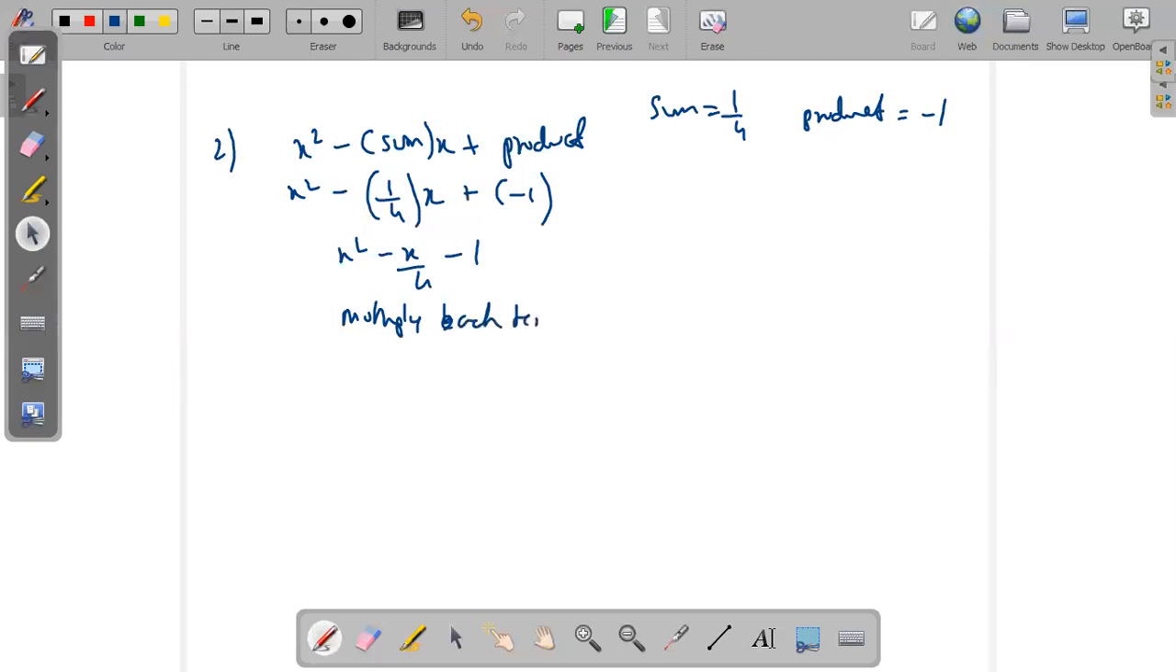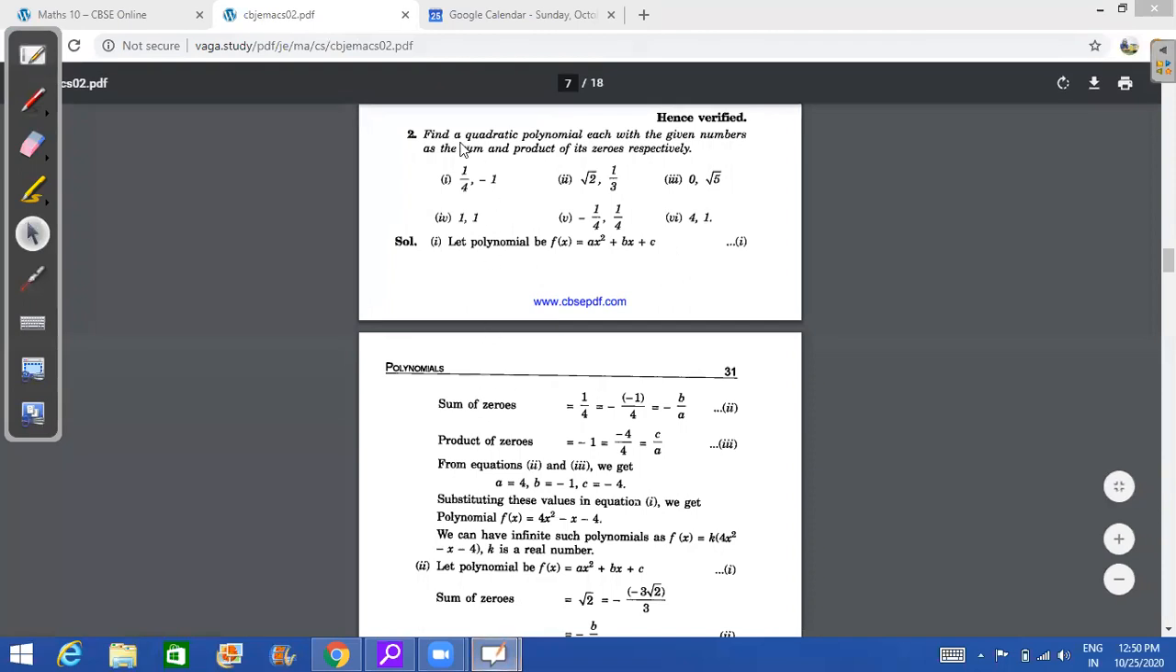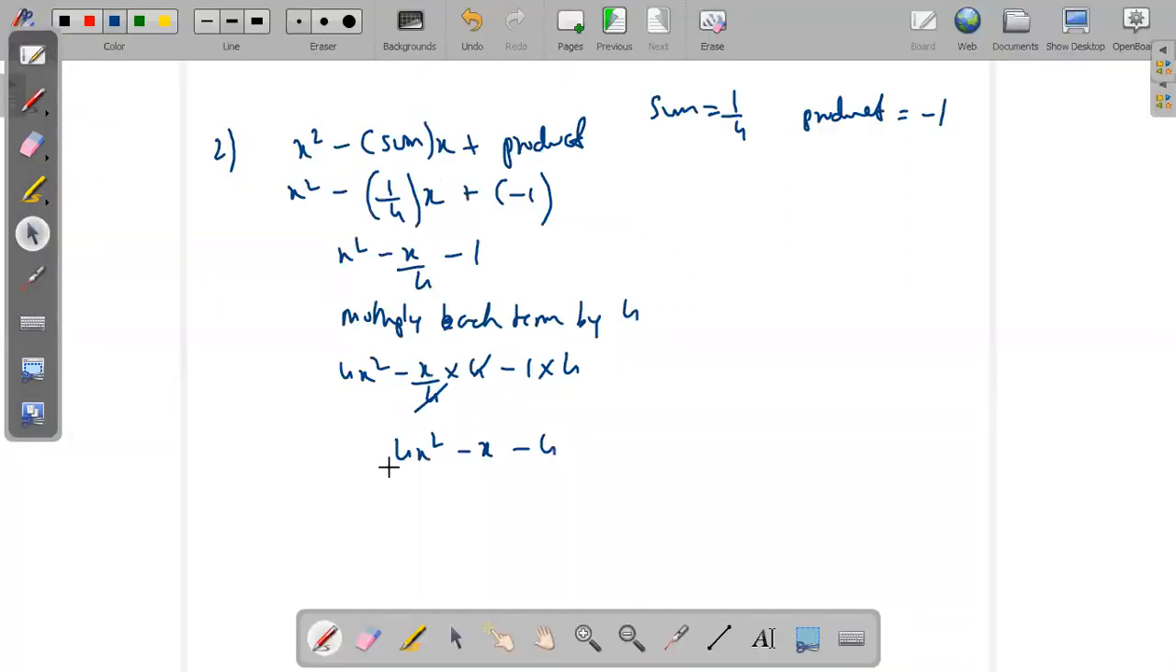Multiply each term by 4. So when I multiply this, I'm going to get 4x square, x by 4 into 4 and 1 into 4. So this 4 is getting cancelled and we get 4x square minus x minus 4. So here the question was, find a quadratic polynomial. Find a quadratic polynomial is one polynomial. So this is 1. But there are infinite polynomials which can have sum 1 by 4 and product negative 1.